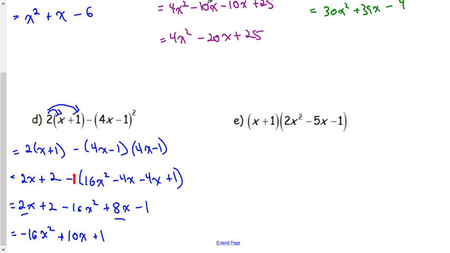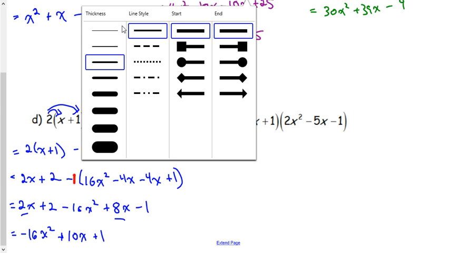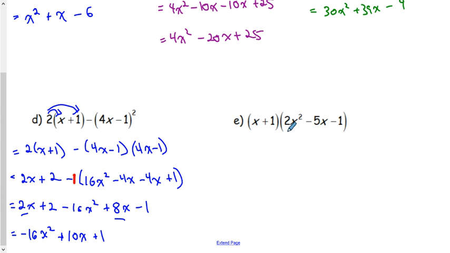Okay, last one. This is where FOIL doesn't really work anymore, right? Because the first, outside, inside, last, well, this one has 3 terms in it, so that's not going to really work for us. So we just need to remember, multiply everything in the first set of brackets by everything in the second set of brackets. So we'll multiply that x by everything, and we'll multiply the 1 by everything.